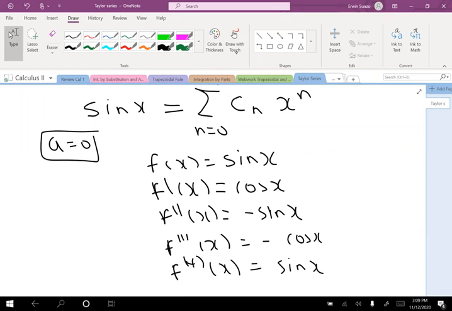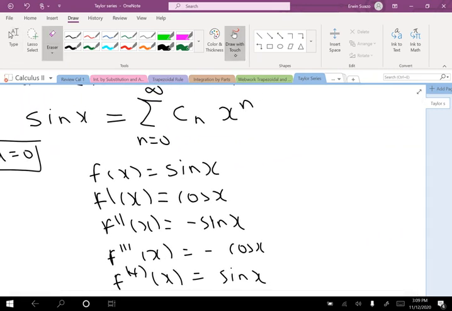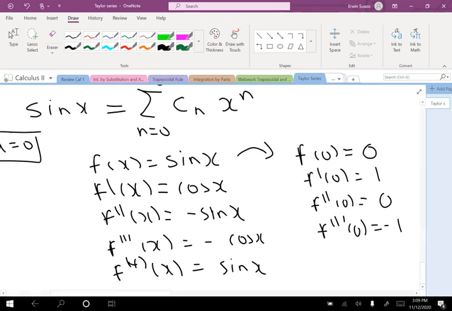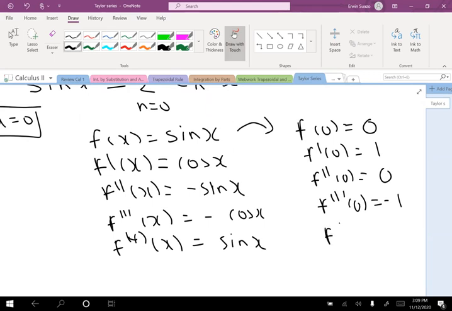Okay, so now we move to the right hand side and we say we need to find these at 0. f of 0 is sine of 0, which is 0. f prime of 0 is 1. The second derivative of 0 is 0. The third derivative is negative 1. Then the fourth is 0. And so on.